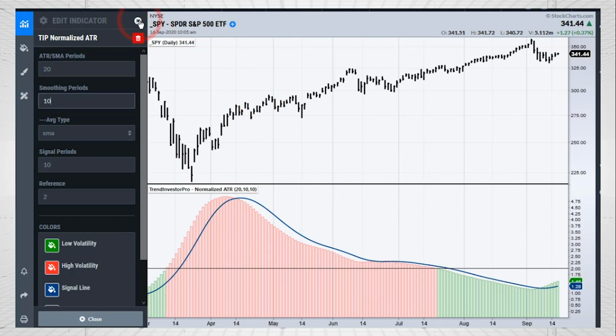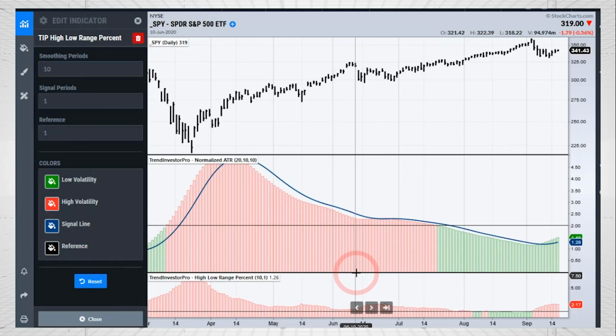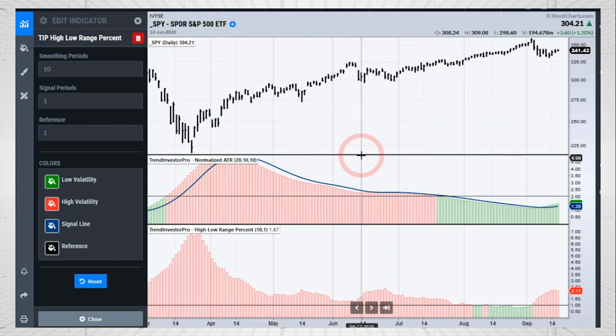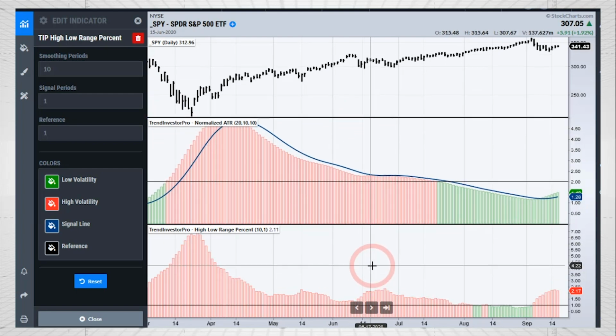The second indicator is high-low range percent. And this is pretty similar. It also shows you when volatility is rising or falling. It's the high-low range divided by the close. So the bigger that range relative to the close, the higher the high-low range percent will be.